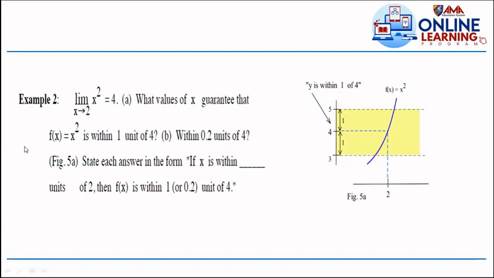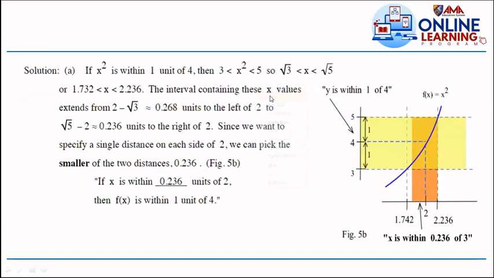What values of x guarantee that the function x squared is within 1 unit of 4? Letter B, within 0.2 units of 4. So dalawa yung hinahanap po natin. Yung 1 unit of 4, then 0.2 units of 4 in figure 5A. State its answer in the form: if x is within some units of 2, then the function of x is within 1 or 0.2 unit of 4. Okay. So, next for letter A.